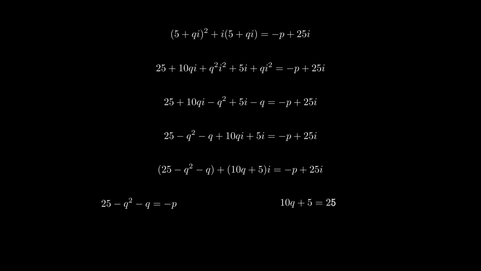Continuing with the imaginary part, we can solve for q as 10q is equal to 20, so q must be equal to 2. Substituting that in then to the real equation, we have 25 minus 2 squared minus 2 is equal to minus p. Therefore 25 minus 4 minus 2 is equal to minus p. So p is going to be equal to minus 19. Please make sure you explicitly write down what p is equal to and what q is equal to.